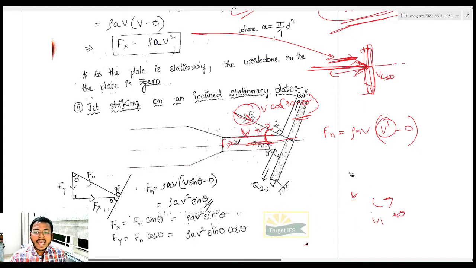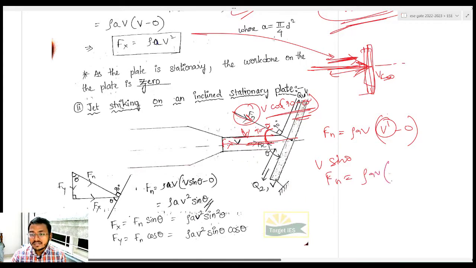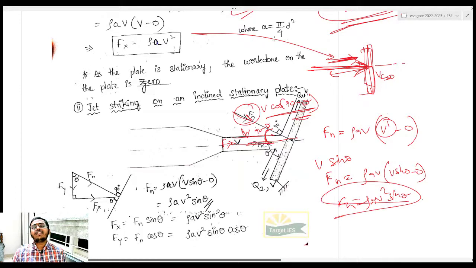Same thing I am writing. The angle in between these two is 90 minus theta. So obviously my velocity component along this Fn will be V cos 90 minus theta, which is nothing but V sin theta, because cos 90 minus theta is sin theta. So my Fn, the normal force which is acting on the stationary plate, will be rho Av into V sin theta minus 0. So I can write it as rho A V square sin theta. What is happening to my normal force? It is becoming rho A V square sin theta. Concept is very clear for you, no problem so far, right?